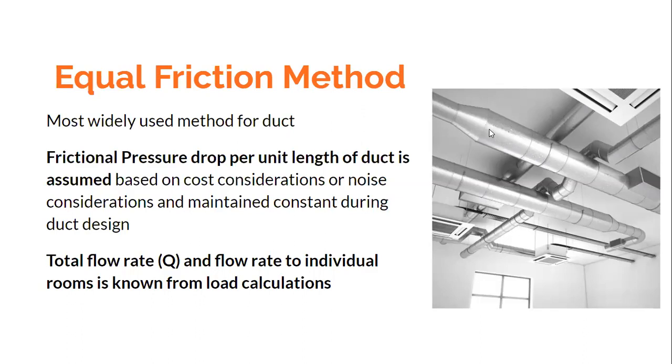Suppose I decide the friction drop per unit length in pascals per meter, then I keep this pascal per meter constant in the entire duct layout. So here also the friction rate is constant. Here also it would be the same pascal per meter. Suppose it's X pascal per meter.